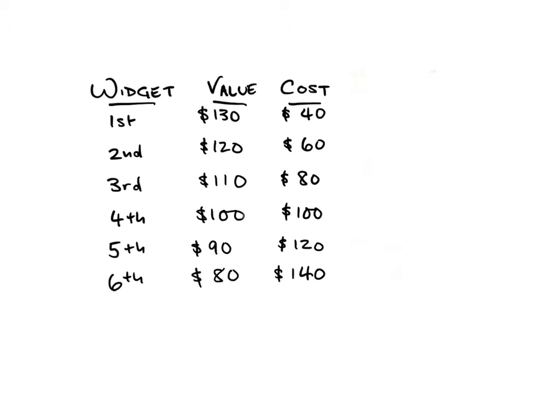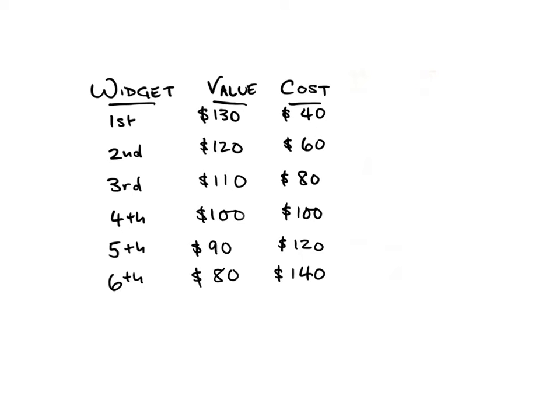Now, this benevolent social planner thinks about, well, if I were to hand out widgets, who gets the first widget? It makes sense to give it to the person who has the highest value of widgets, right? The consumer who has the highest value. So the first person to get it will be the person who has a value of 130. And the second person to get a widget will be the person who has a value of 120, then 110, then 100, and in descending order.